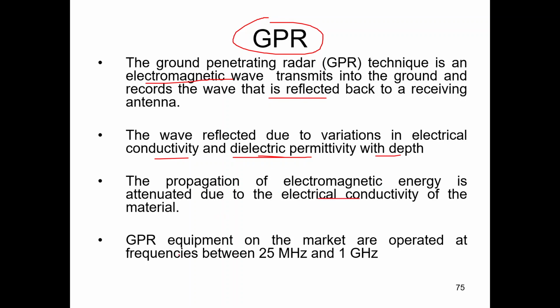And normally GPR equipment in the market has frequency between 25 MHz to 1 GHz. If you have low frequency, it means your equipment is able to penetrate deeper, compared to 1 GHz, which is for shallow detection.